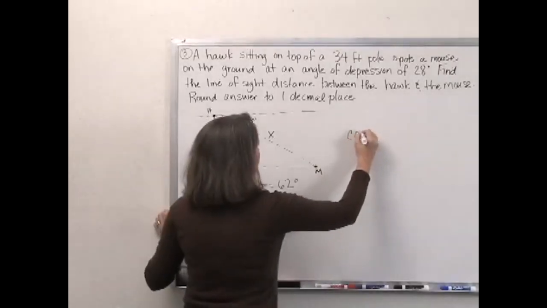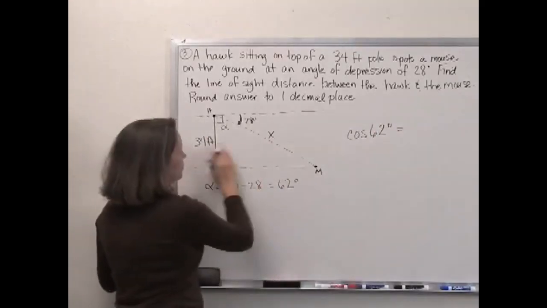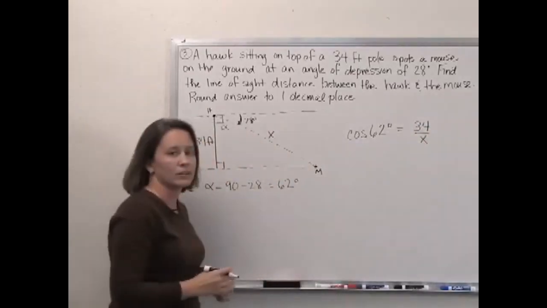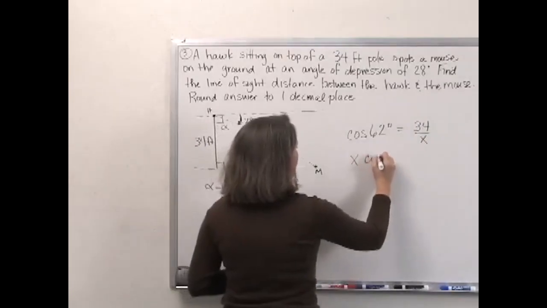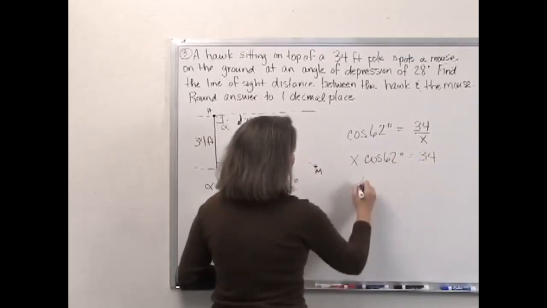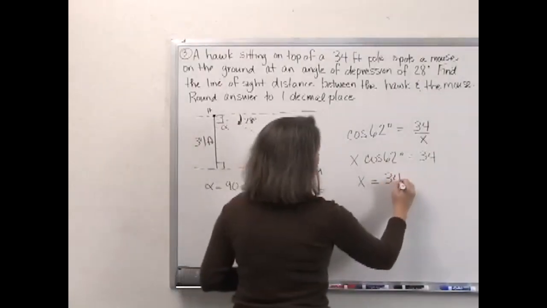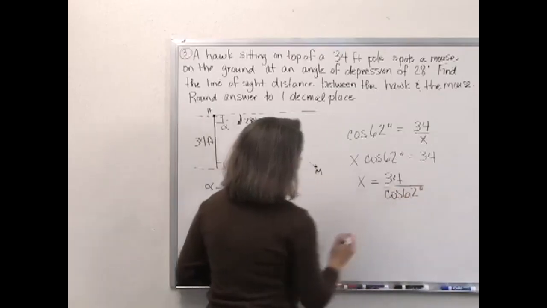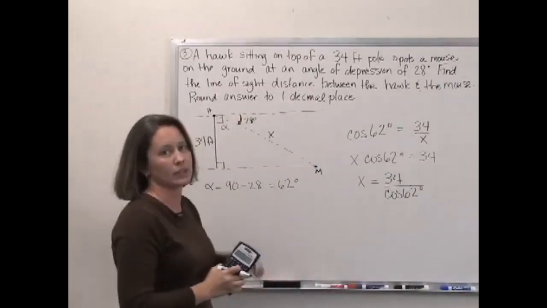So let's write this down. The cosine of 62 degrees is 34 over X. We know how to solve this, right? Multiply both sides by X, divide both sides by cosine 62 degrees. And we take out our calculator and approximate this to 1 decimal place as requested.